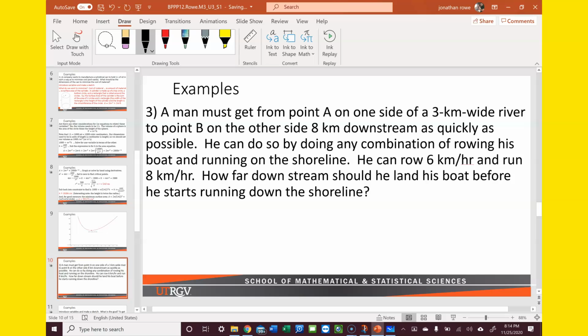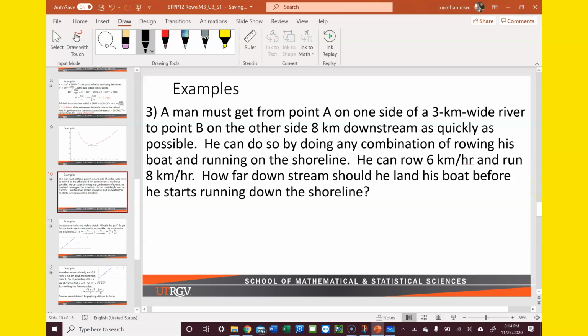Third example. A man must get from point A on one side of a 3-kilometer wide river to point B on the other side, 8 kilometers downstream, as quickly as possible. He can do so by doing any combination of rowing his boat or running along the shoreline. He can row his boat 6 kilometers per hour and he can run 8 kilometers per hour. How far downstream should he land his boat before he starts running down the shoreline?